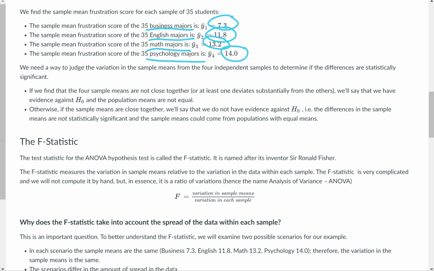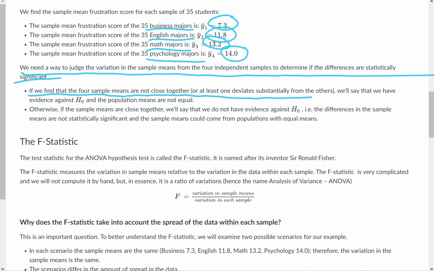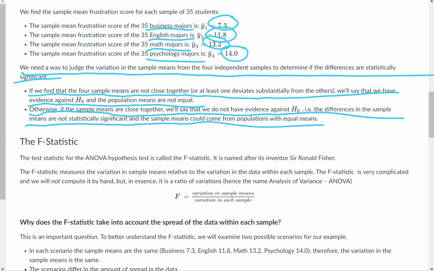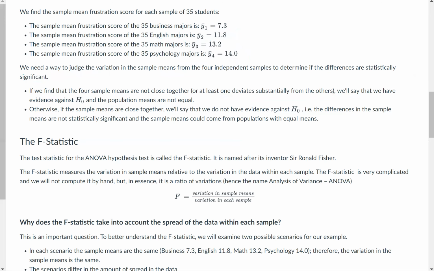14 was the highest. So we need a way to judge the variation in the sample means from our 4 independent samples to determine if the differences are statistically significant. First, if we find that the 4 sample means are not close together, or at least one deviates substantially from the others, we say that we have evidence against the null hypothesis and the population means are not equal. Otherwise, if the sample means are close together, we'll say that we do not have evidence against the null hypothesis, i.e. the differences in the sample means are not statistically significant and the sample means could come from populations with equal means. Now we'll look more specifically at the F statistic.